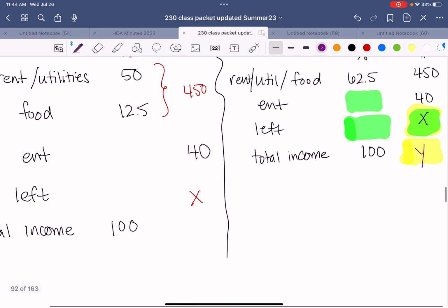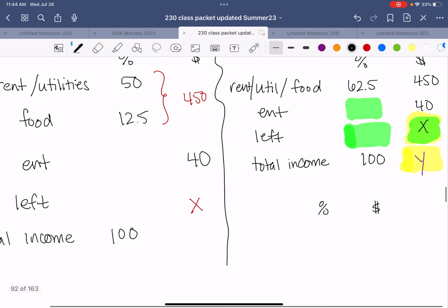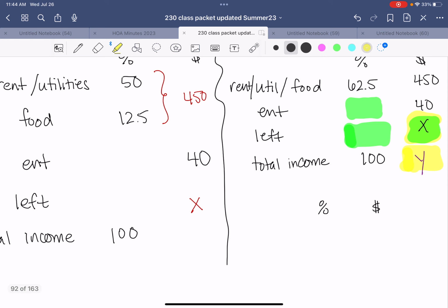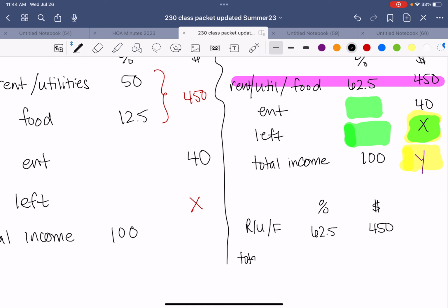Okay. So that means when I go to do this, I'm going to go percent in dollars. And I need to include my bridge. So my bridge is this one up here. So I want to include that one. So rent, utilities, food, and that's 62.5% and $450. And then I'm going to include the one that I'm looking for. So that's the total income. And that's 100% and Y.